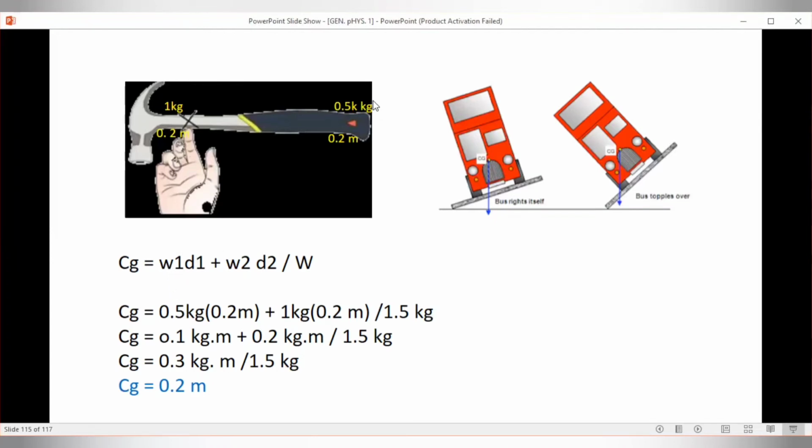Let us assume this is our weight 1, 0.5 kilograms times its length, 0.2, plus weight 2, 1 kilogram times 0.2 for its distance, divided by the sum of 1 kilogram plus 0.5, which is 1.5 kilograms. Therefore, you have 0.1 kilograms meter plus 0.2 kilograms meter divided by 1.5, and you will get 0.2 meters. Okay?